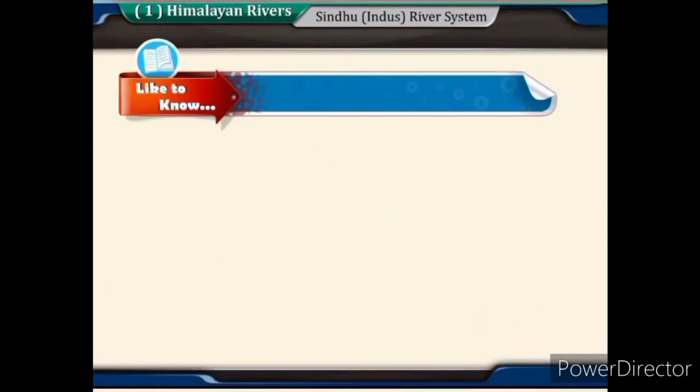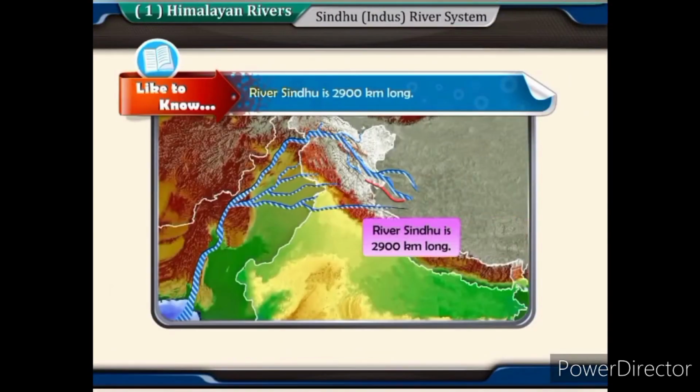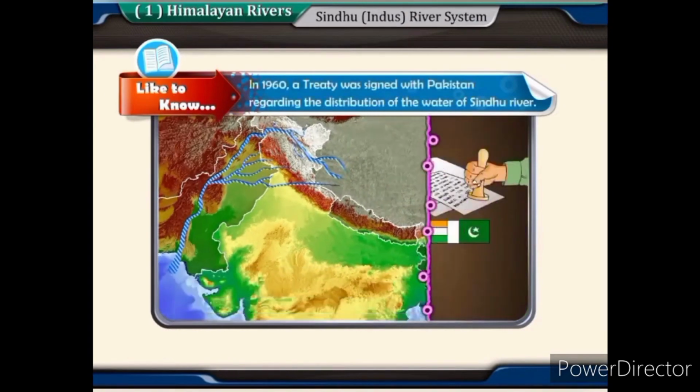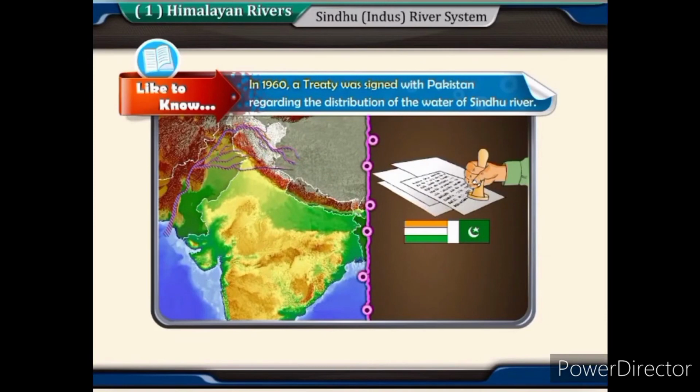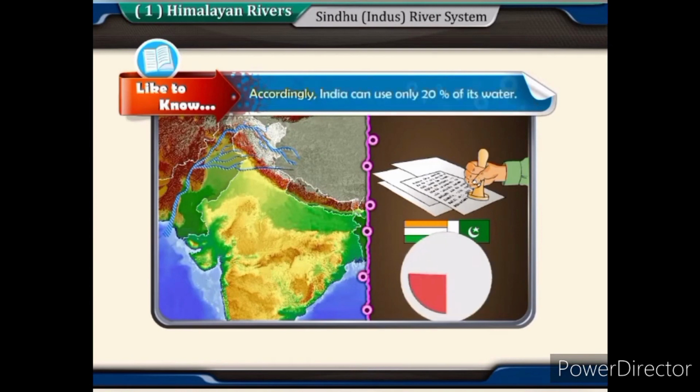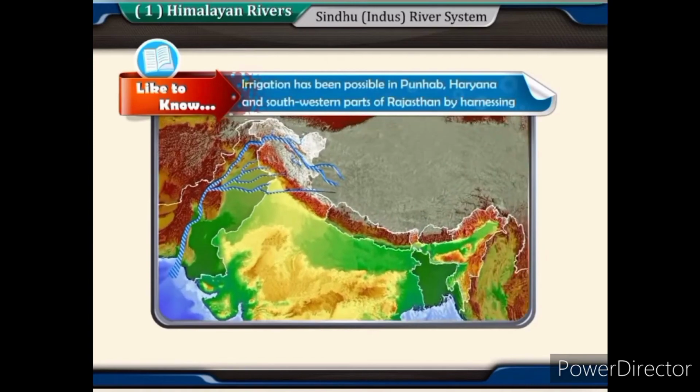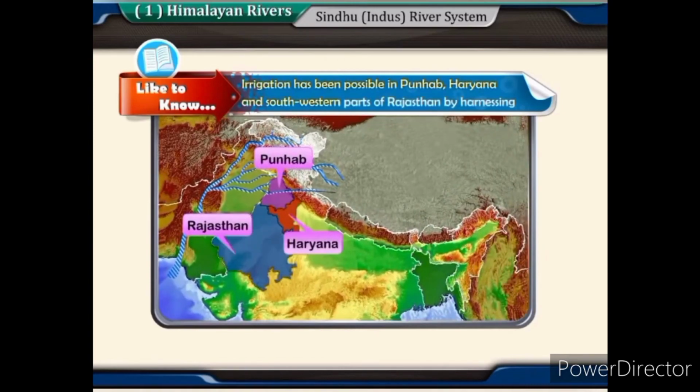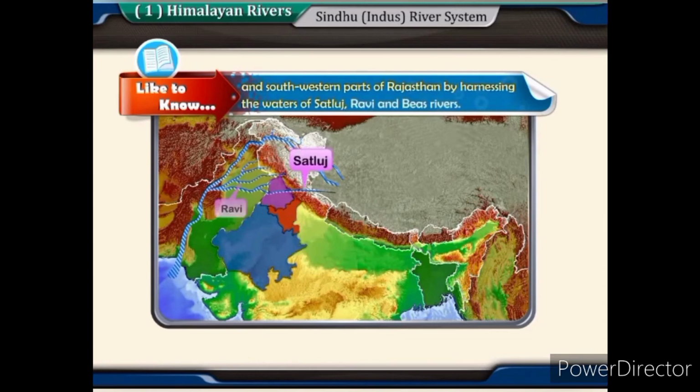Like to know. River Sindhu is 2,900 kilometers long. In 1960, a treaty was signed with Pakistan regarding the distribution of the water of Sindhu River. Accordingly, India can use only 20% of its water. Irrigation has been possible in Punjab, Haryana and southwestern parts of Rajasthan by harnessing the waters of Sutlej, Ravi and Bias rivers.